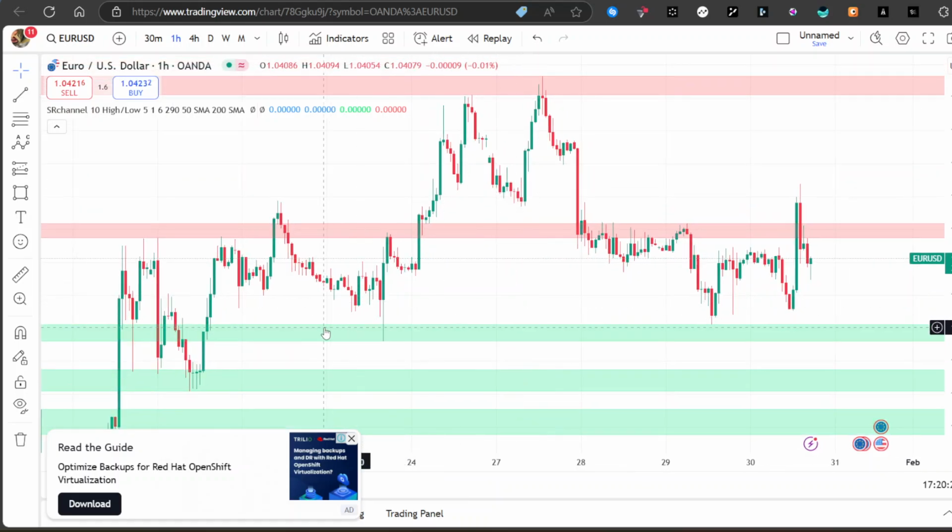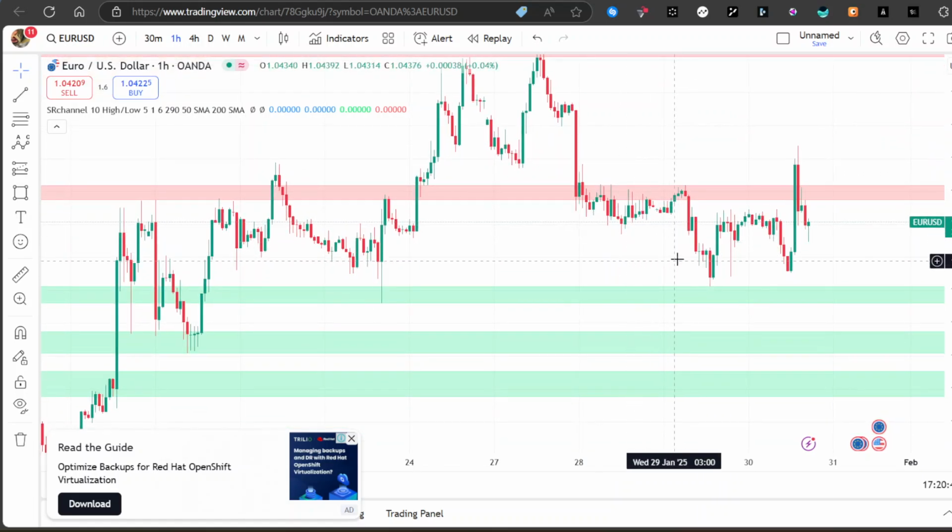These levels can act as entry points for buy trades when price approaches them. As for the resistance levels, the red lines, or rather the red zones, represent resistance. These are areas where price has previously hit the ceiling and reversed down. If the market approaches resistance, it's often a good place to consider shorting or staying out of a buy trade.